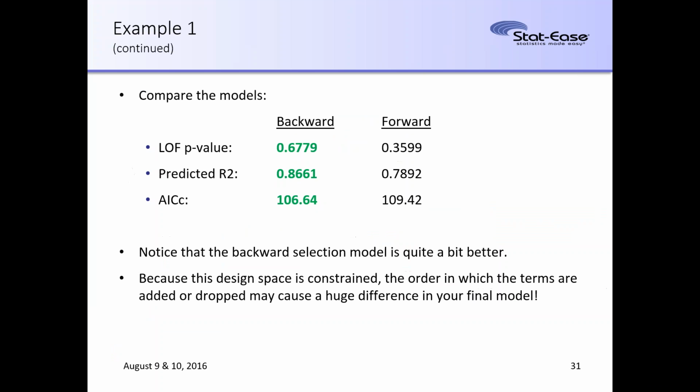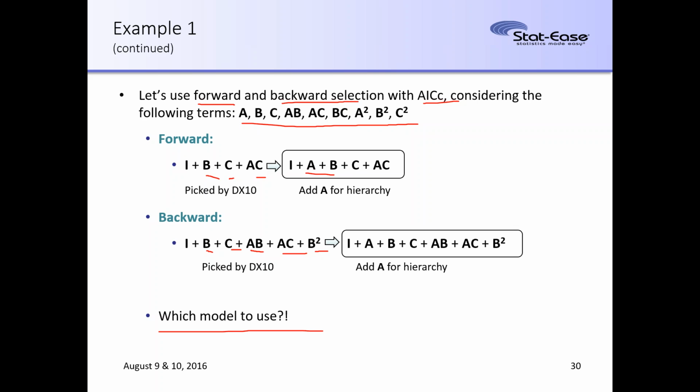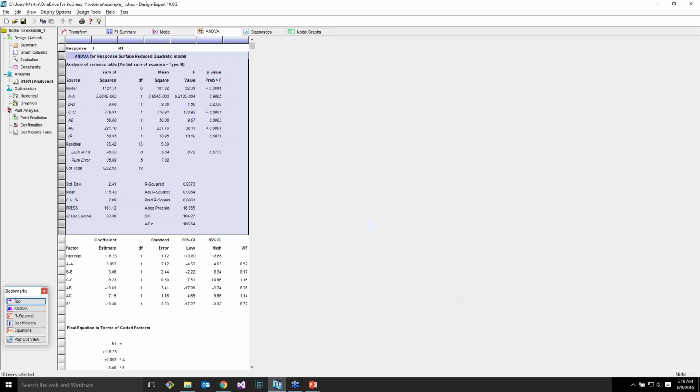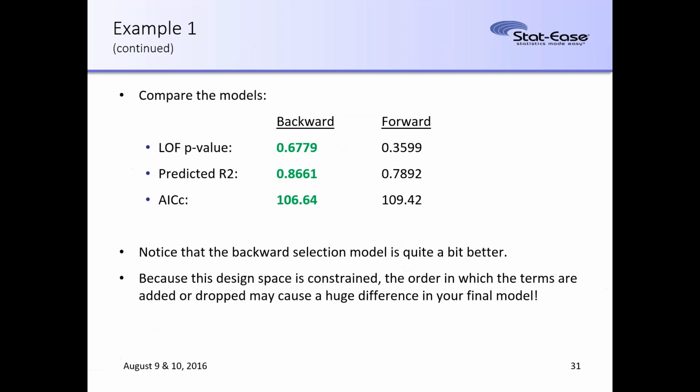The first thing I would do, if I were consulting with somebody, is ask whether one of these models makes more sense from a subject matter standpoint. Does it make sense that B squared has this quadratic effect? And so on. So I'd first ask to see if any of these make more sense.